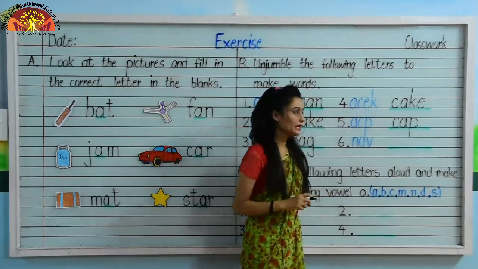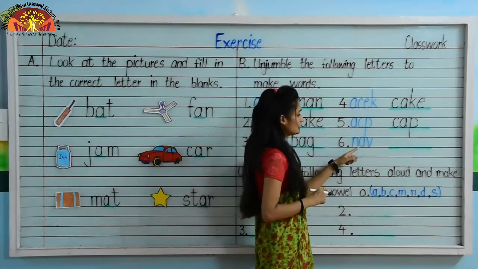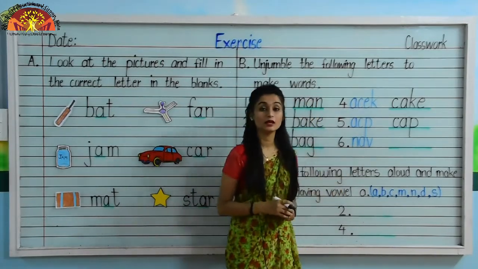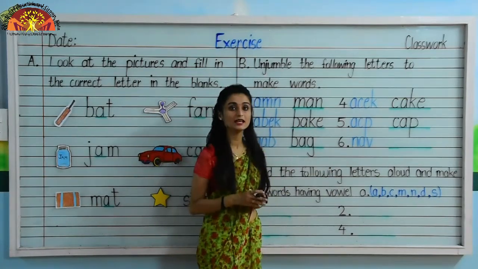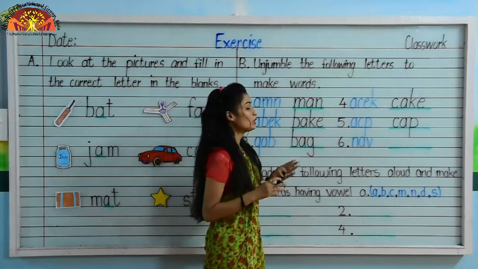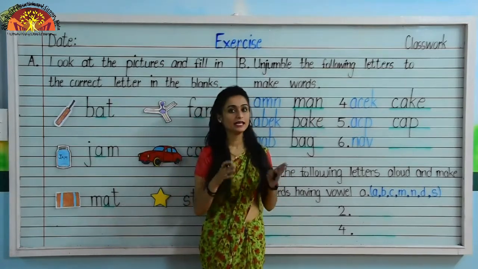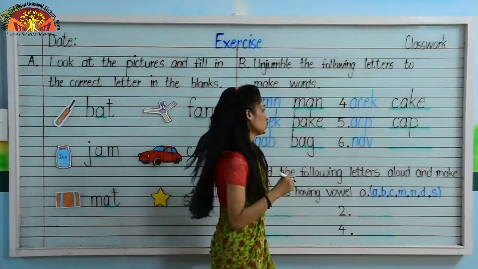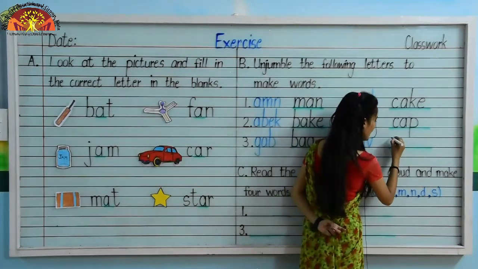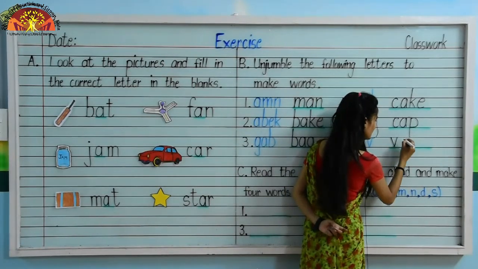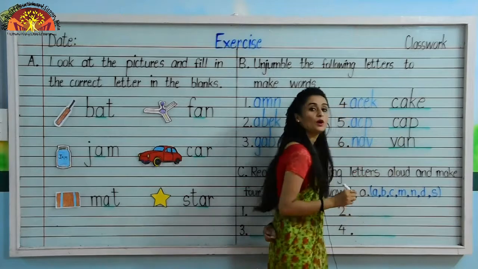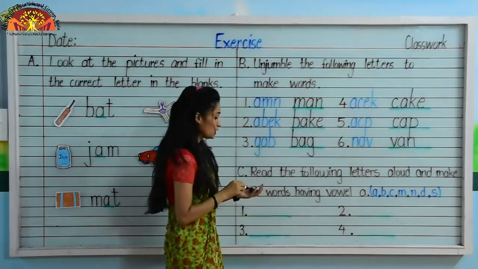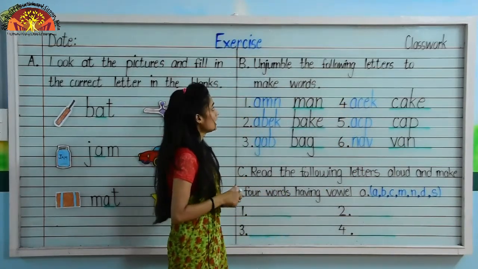Come to the sixth one, kids. Here letters N, A, V are given. So we can make van with the help of these letters. Right? Very good. So the spelling of van is V-A-N. Van. So write V-A-N. Van. Very good. So our second question is also done.